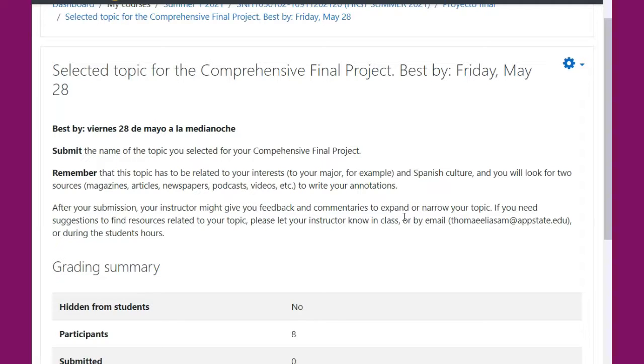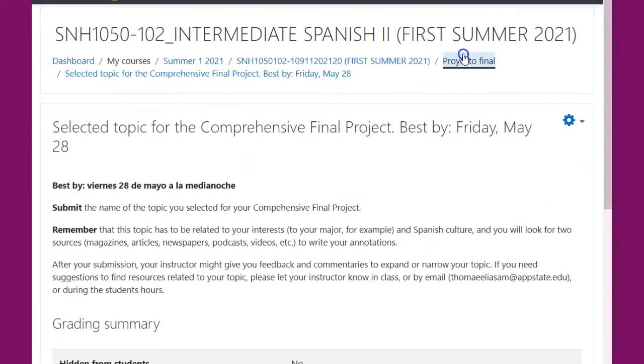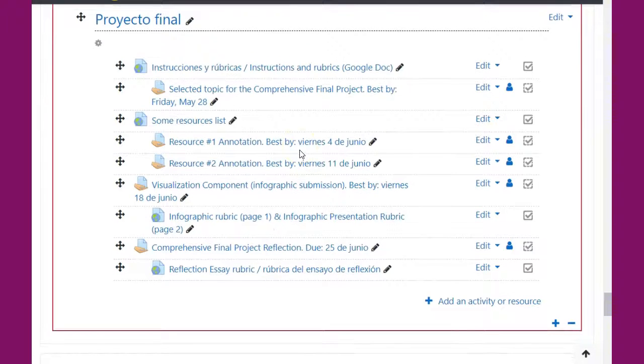If you need suggestions to find resources related to your topics, please let your instructor know in class or by email or during our student hours. So you don't have to know what resources you are going to use now. You just have to submit the topic you want to talk about that is related to your studies and a Spanish-speaking country. The first resource annotation is due by next Friday, and the second one the Friday after that.